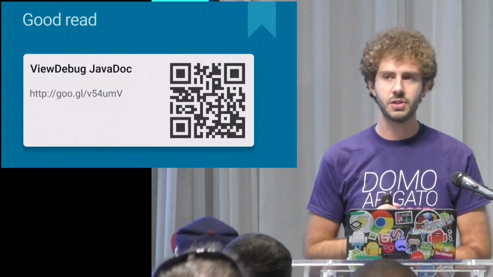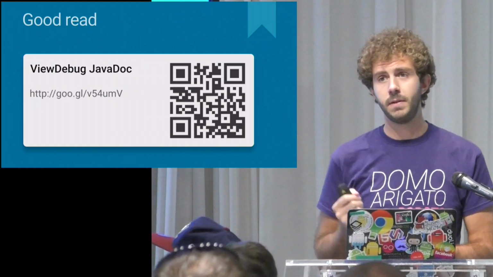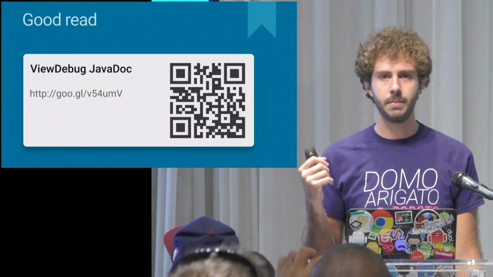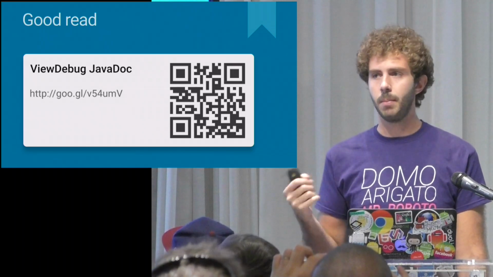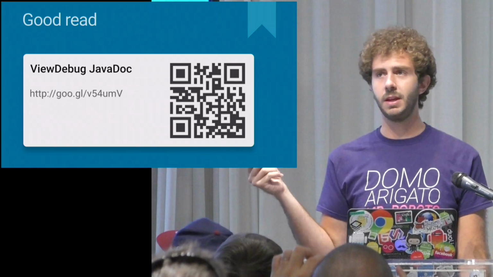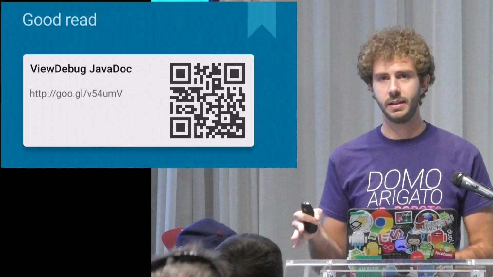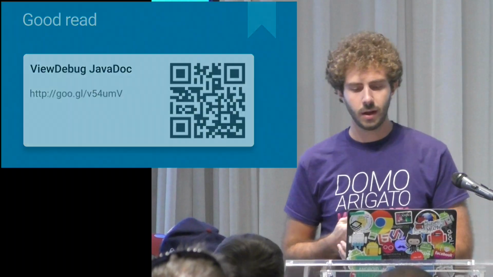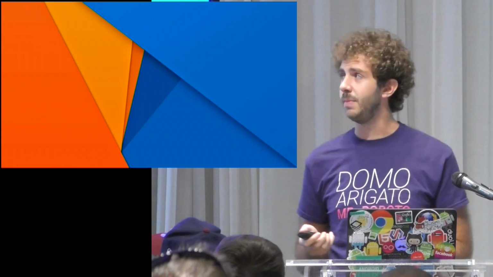Just go and look at the Java doc. Most of the stuff that was in the view debug class has been deprecated in Jelly Bean, so API 16. But the exported property and a handful of other things are still there and are still as useful as they were. So I think I have a couple of minutes, so if we actually want to have some questions, we can.